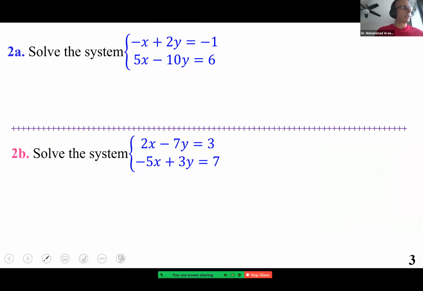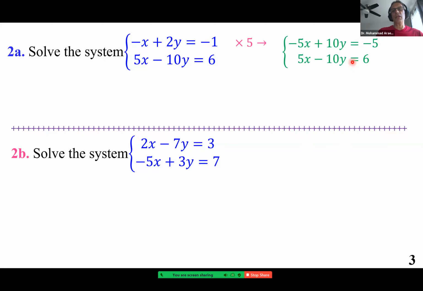We want to solve the system of equations. We can do it by any method. In this case, addition will do the job. If you want to get rid of the x, you can multiply this one by 5. If you want to get rid of the y, the coefficients happen to be the same. So let's multiply the top by 5. That results in minus 5x plus 10y equals negative 5. And you just repeat the second equation unchanged.